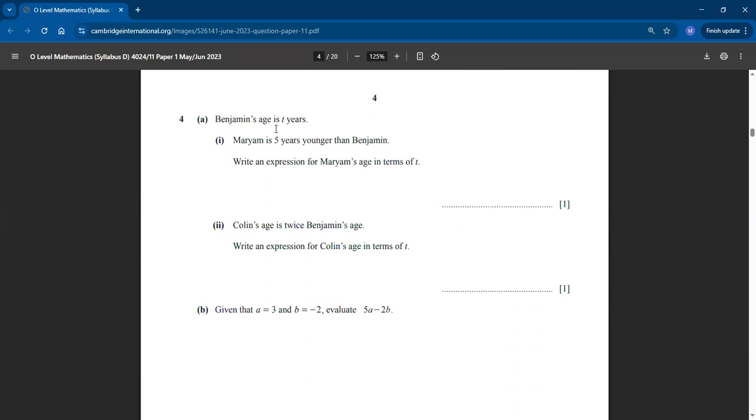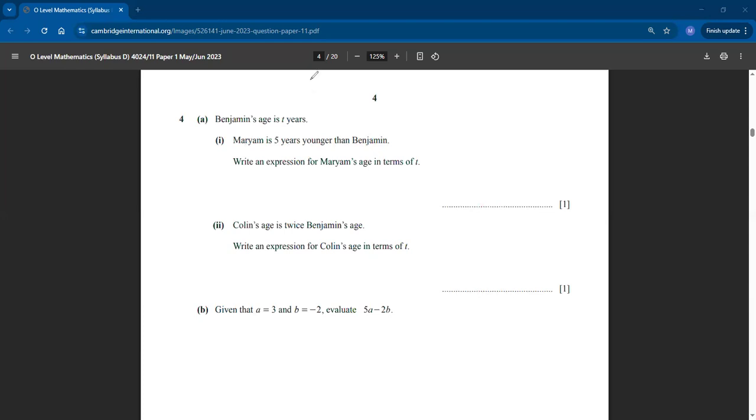Okay. Benjamin's age is 3 years. Mariam is 5 years younger than Benjamin. Now, these are the kind of questions where students struggle a lot. You do not have to worry, okay? This question is forming an algebraic expression, okay? A lot of students struggle with these kind of questions. Do not worry. Benjamin's age is 3 years. Okay, whoever Benjamin is, he is 3 years old. Mariam is 5 years younger than Benjamin.